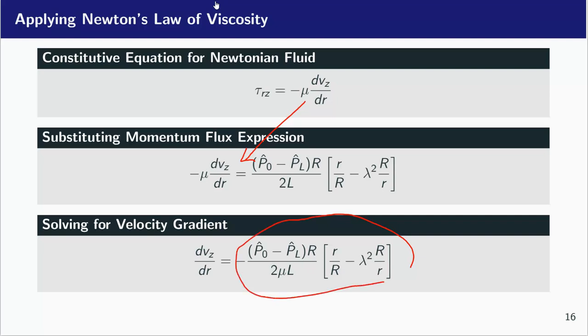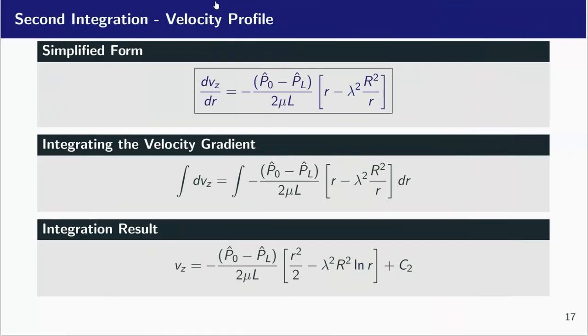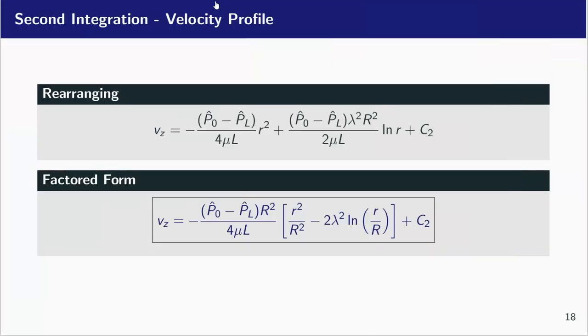So now again we have to do the integration. Okay, if I do the integration, vz will be minus (p0 cap minus pL cap) by 2 mu L, r square by 2 minus lambda square R square ln r, plus C2. So if you do the integration, you will get this term. First you have to do this integration, then this integration, and plus C2. Now for finding C2, you have to put in the boundary condition. So first we have to rearrange that. After rearranging and factorizing, we'll get vz is equal to this expression.